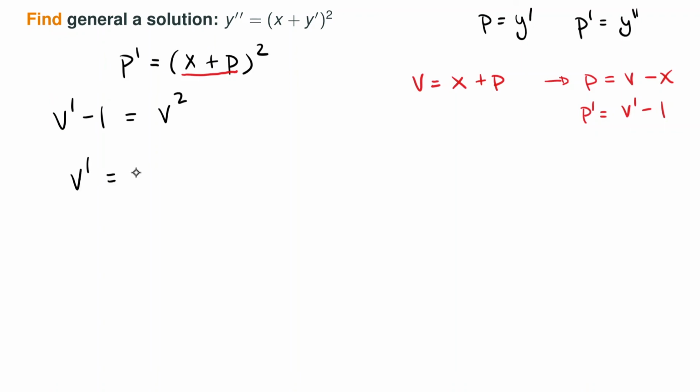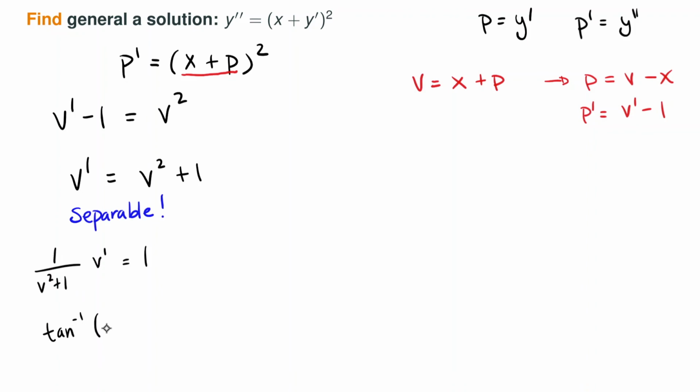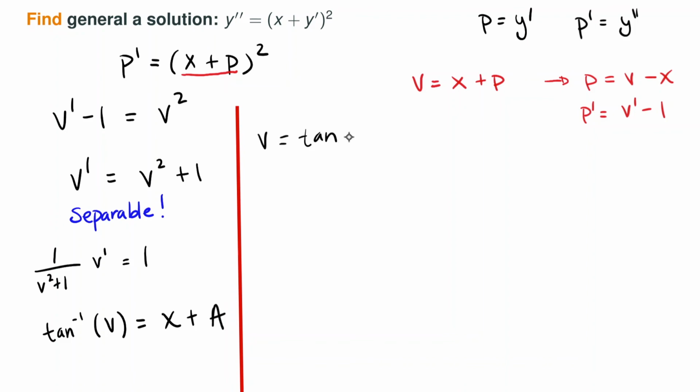When we add 1 to both sides, we see we're looking at now a separable differential equation. And as we integrate both sides with respect to x, we'll get inverse tangent of v is equal to x plus our constant, let's call that a. Now, if we have tangent of inverse tangent of v, that will simplify to just be v, but that would involve taking tangent of the right side.